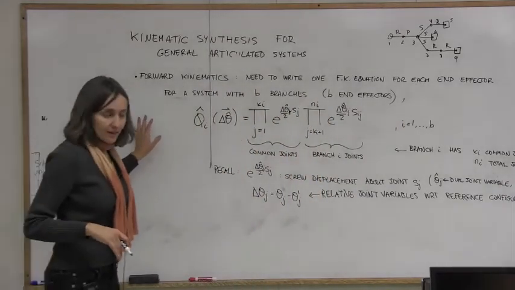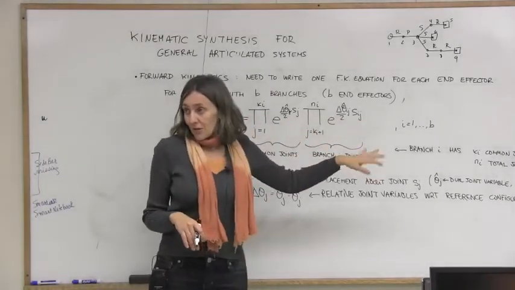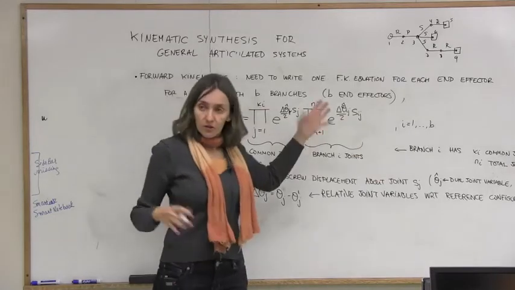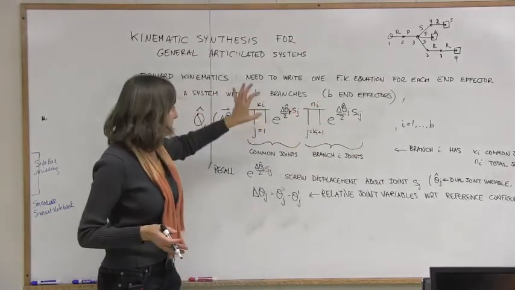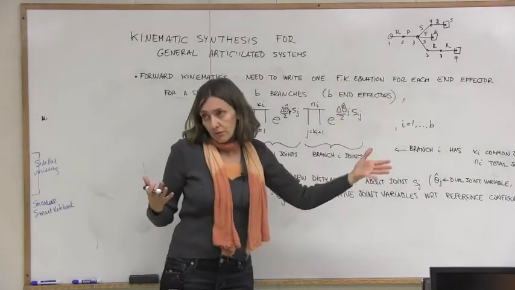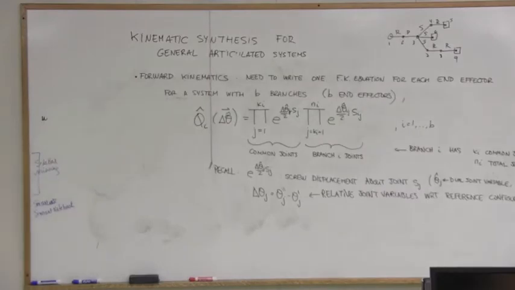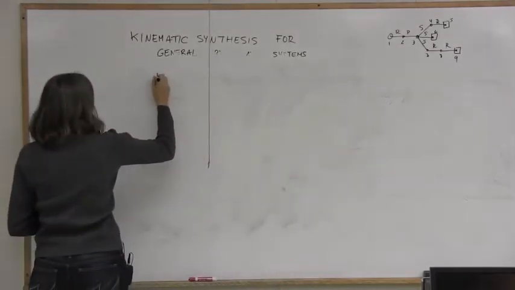Okay. This big thing summarized is you take the rotation or the translation about each of your joints and you multiply it together. And some of those joints will be common, and some of those joints will be uniquely from your branch. Let me do one example, maybe. Example.